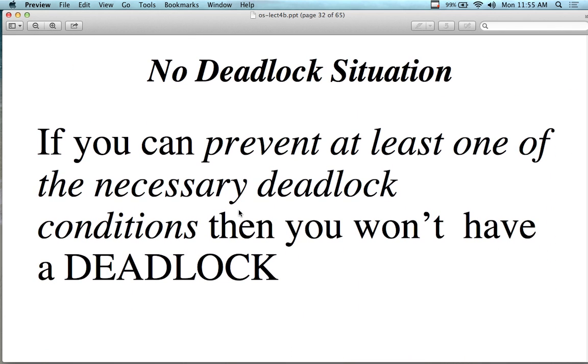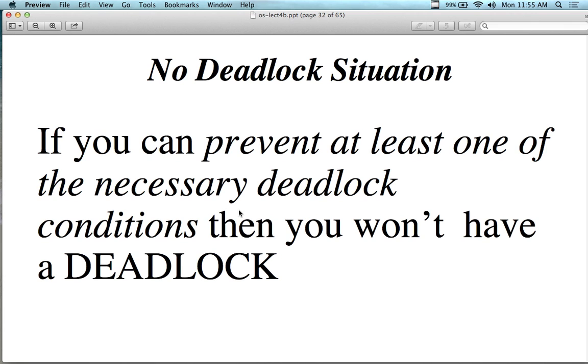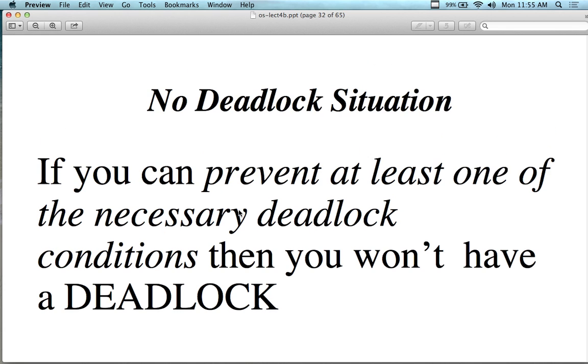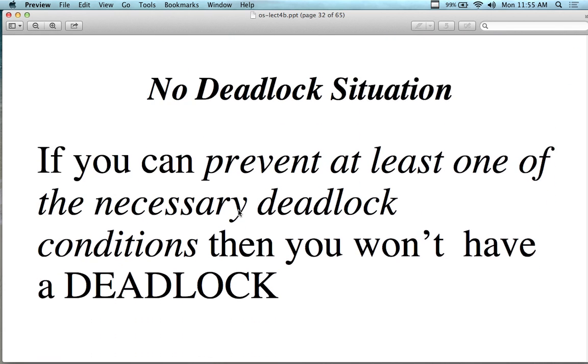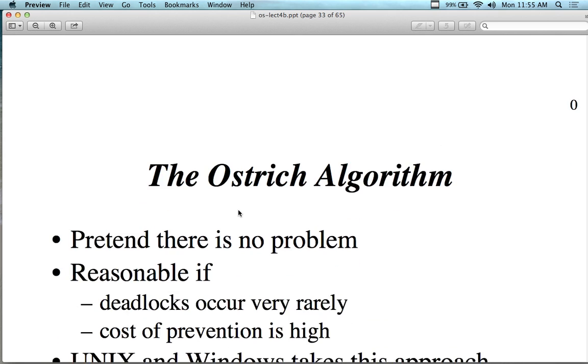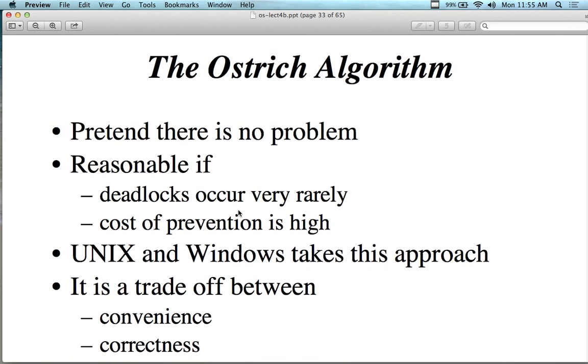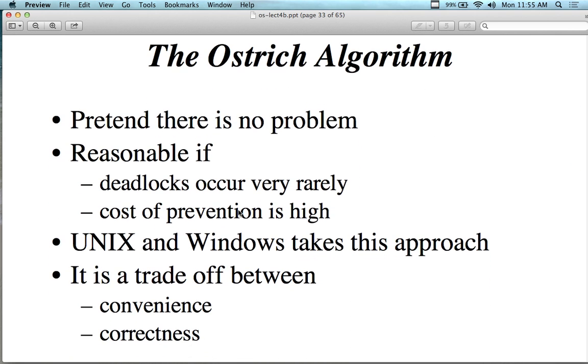So no deadlock situation. If you can prevent at least one or more of the necessary deadlock conditions, then you don't have a deadlock and you'll never have a deadlock. It's kind of impossible to prevent everything from happening. Deadlock is a known problem. So here's an algorithm. It's called the Ostrich Algorithm. Like the ostrich, when they get scared, they dig a big hole and put their head in the sand.